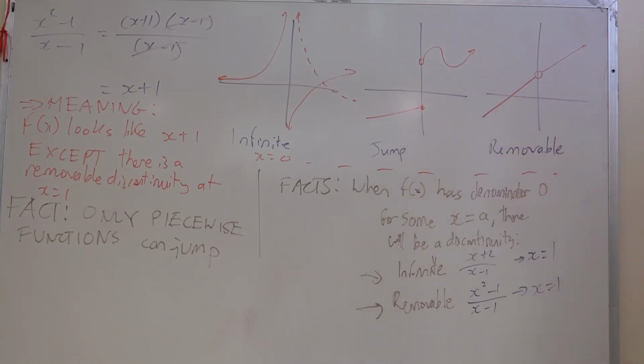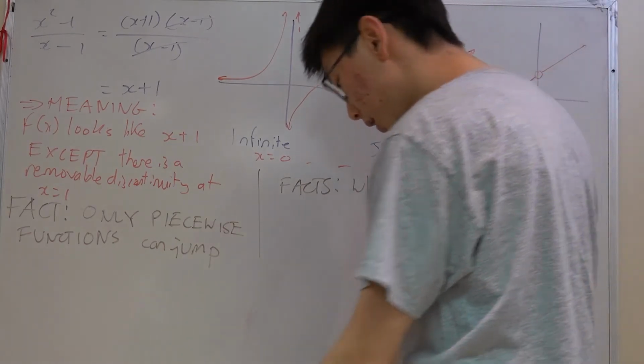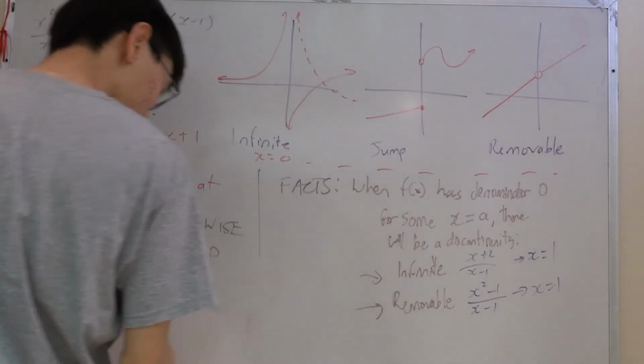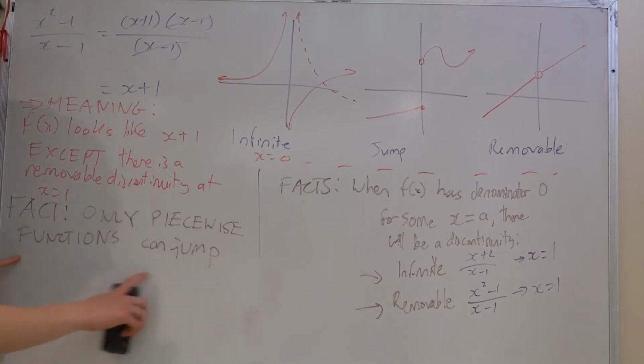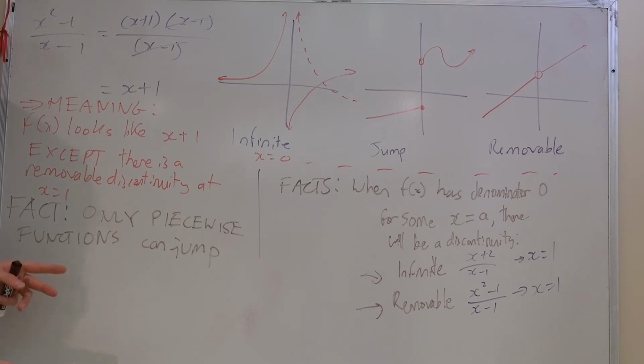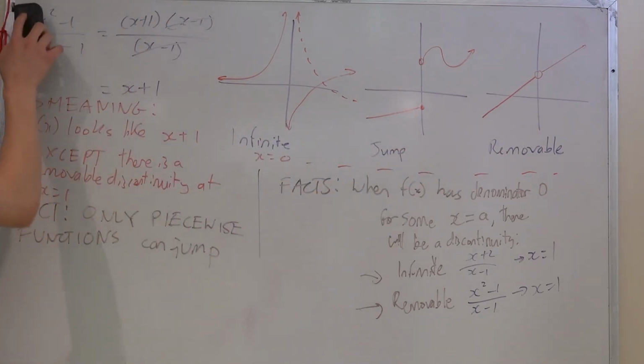Okay? So let's do a couple of examples. Of course, this little fact here means that most of the examples that you're going to be given are in fact piecewise. Okay? So that's bad news because it means that you have to decide between all the three. It's not going to be simple like this.